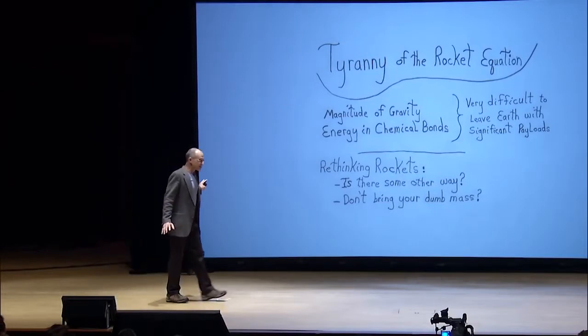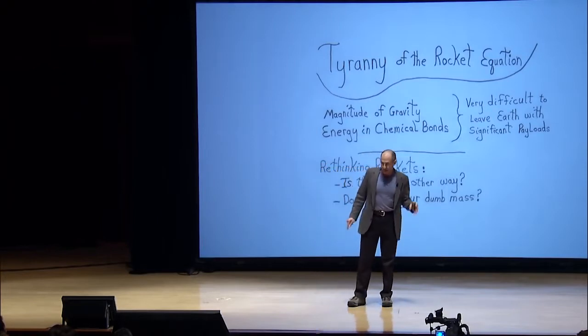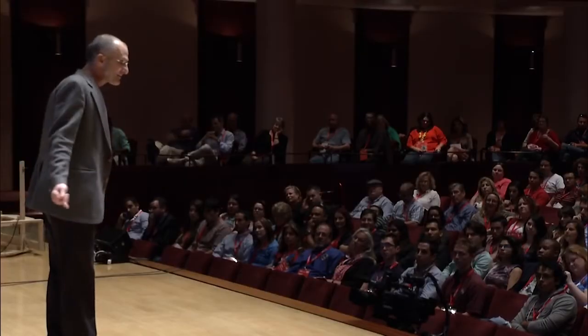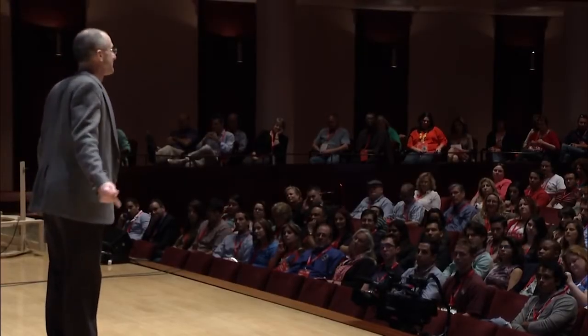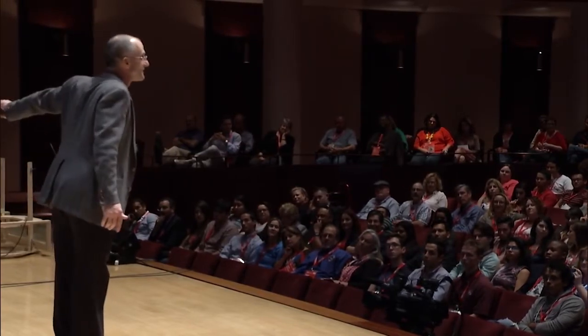So the question that I'd like to plant in all of you guys and gals' minds is something to do with rethinking rockets. Is there some other way to get off of Earth without using a rocket? Hence, you could break the tyranny of the rocket equation. Or, if we're not clever enough to think of an answer, and we have to use rockets, could we minimize the tyranny simply by, we don't bring our dumb mass?